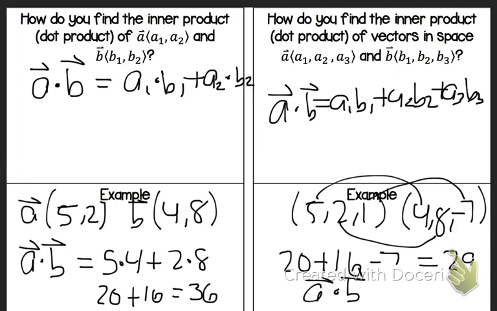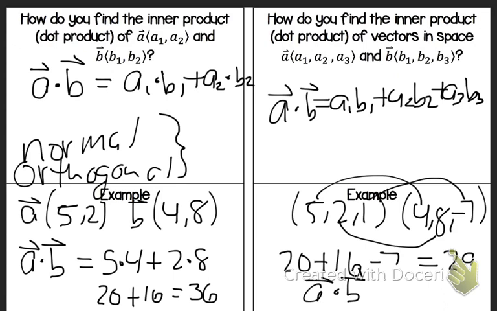Okay, and your dot product is useful because it tells you if two vectors are perpendicular to each other. So if two vectors are perpendicular to each other, we call that normal. Those would be normal vectors. It's also called orthogonal. So normal, orthogonal.